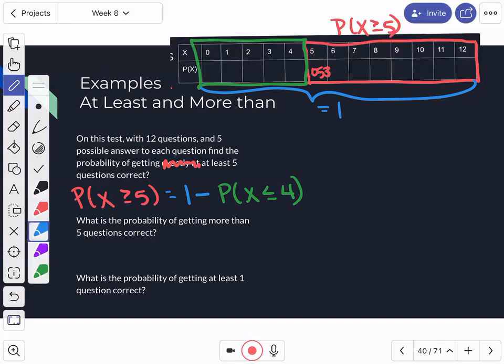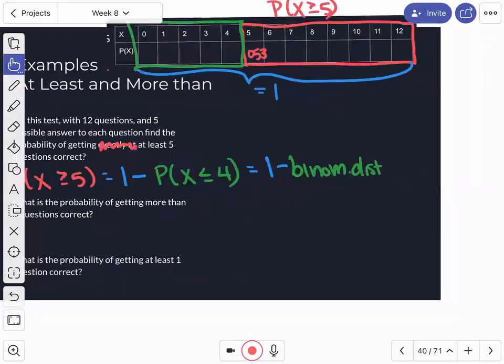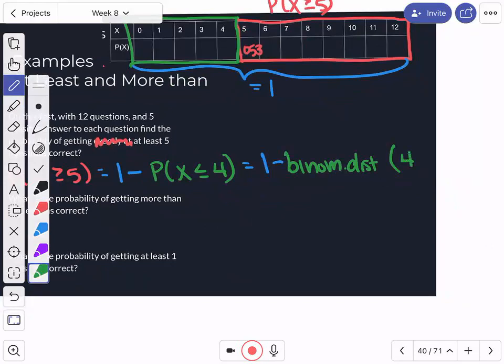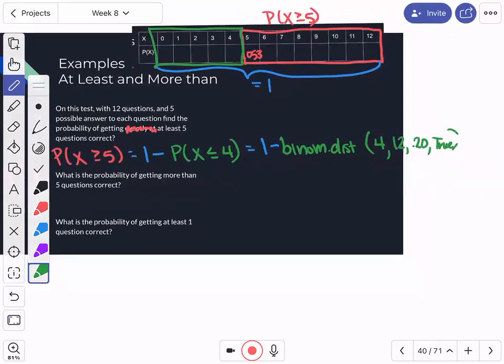And I can look at it and see that I need to calculate everything to the left of 5. And so in my calculator, here's what I'm going to do. For 4, you can do 1 minus binom.dist. Remember, number of successes is 4, 12 things, 0.2. And I want to calculate up to 4. So this is true. So greater than or equal to 5 is 1 minus probability that x is less than or equal to 4. I take away everything to the left of 5 and subtract it away from 1 because they all have to add up to 1.